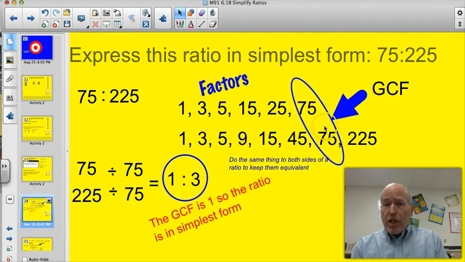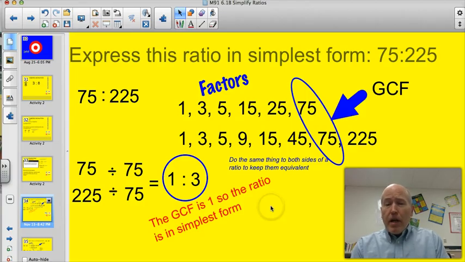So what I did here is I just did a couple of the quick factors for 75, and then I did the factors for 225, and then I looked for the greatest common factor, that GCF. Well, that's 75. So if I take 75 and divide it by 75, I'm going to get 1. If I take 225 and I divide it by 75, I'm going to get 3. So I did the same thing to both sides of the ratio. And this is in simplest form because the greatest common factor is 1.